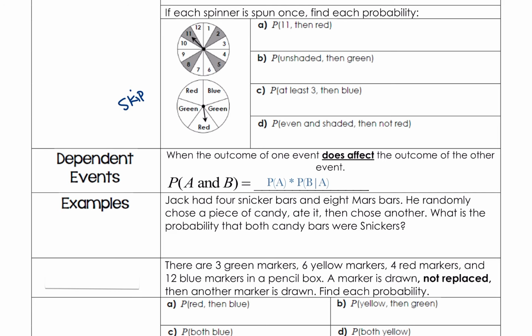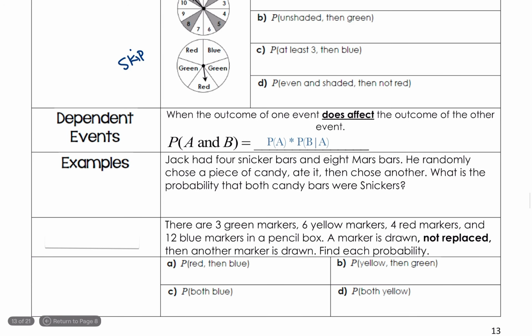So what did that look like? Jack had 4 Snicker bars and 8 Mars bars. He randomly chooses a piece of candy, ate it, and then chose another one. What is the probability that both candy bars were Snickers? Well, Jack has some candy bars. He wants to pull 2 Snickers out. That's what we're trying to look for.